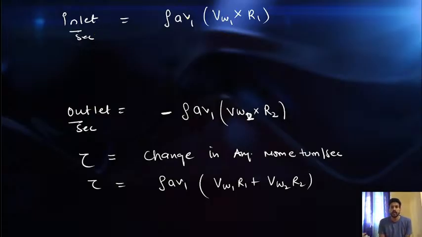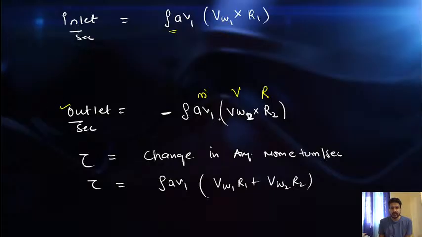It is my rho AV1, so it is actually my M, or you can say M dot VR. So VW1 into R1. Clear? At the outlet, per second, it is my rho AV1, this is my M dot, into V into R. So this is my M dot V.